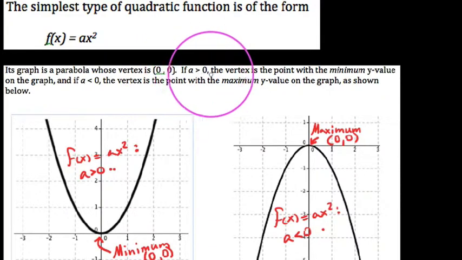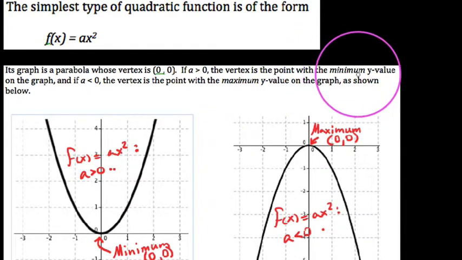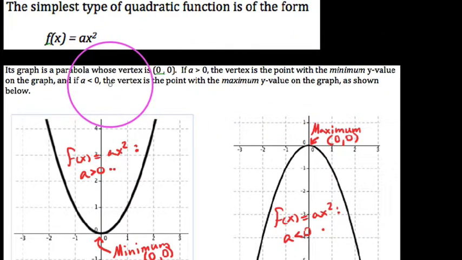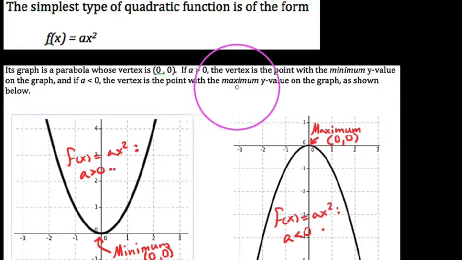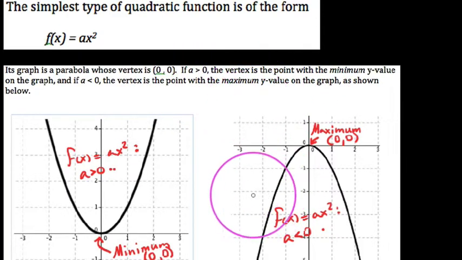And I've made the note that if a is positive, the vertex is at the point 0, 0, with a minimum y value at the origin. And if a is negative, then the vertex is the point 0, 0, with the maximum y value on the graph, as we show here.